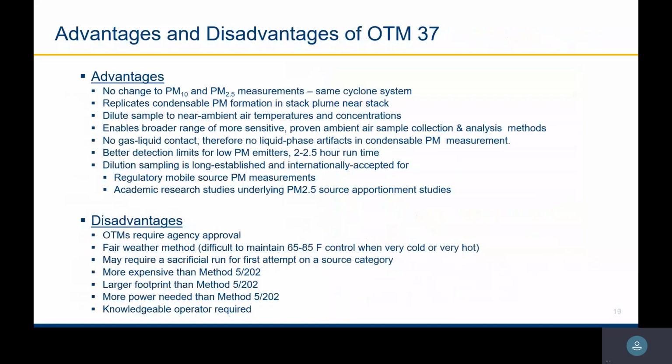It's obviously not the best method for every test out there. For some high emitting sources, you can get very accurate numbers with 5202. The question is on the really low emission sources where there's basically nothing there, you don't want to create things that aren't there.